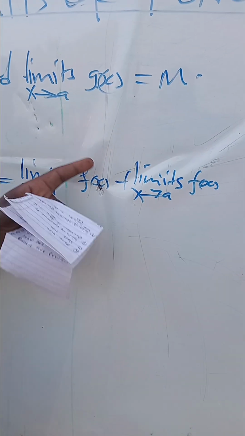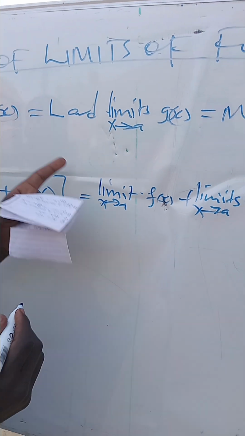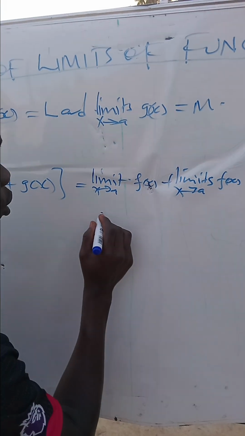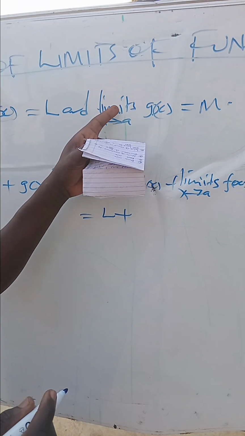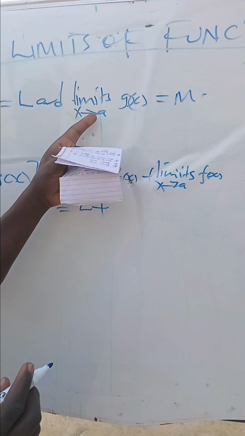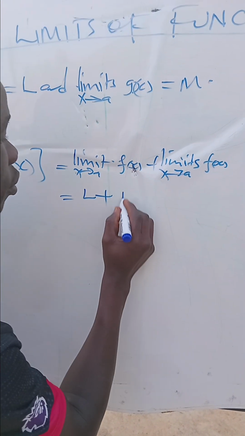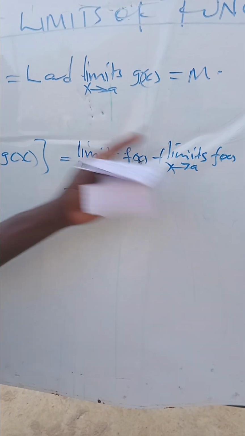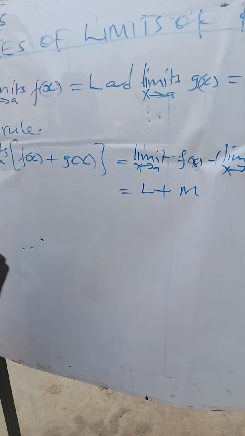We are given the limit of f of x as x approaches a is L. Here we get L plus the limit as x approaches a of g of x, which equals M. This satisfies the sum rule of properties of limits of a function.